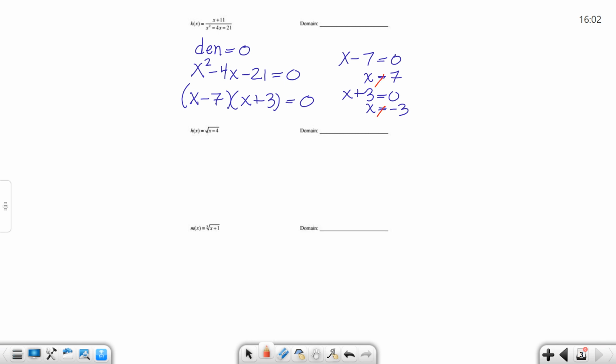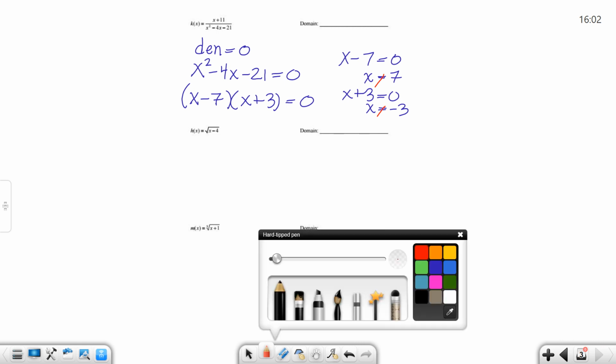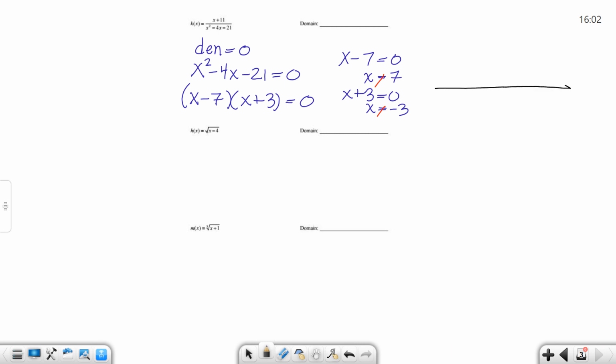So that means these guys right here are bad. You can't have 0 in the denominator. We have to exclude those. If you need a number line, use it. So if I put these on the number line, here's negative 3 and here's 7.